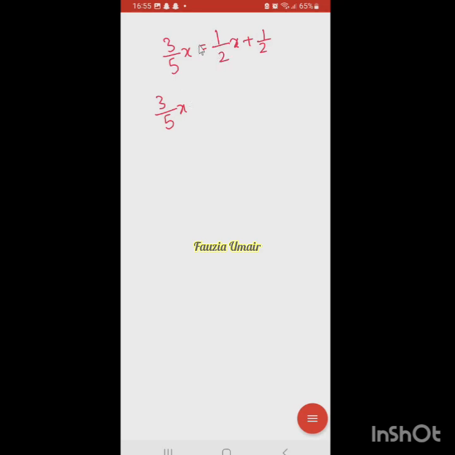When you bring it to this side of the equation, what will this be? Minus 1 by 2x. Are you able to understand this step? Yes. So now you can take x as common. If you take x common, the fractions are 3 by 5 minus 1 by 2, equal to 1 by 2.